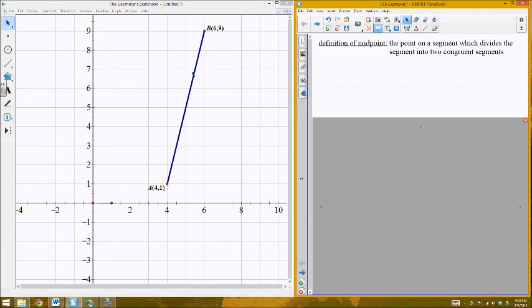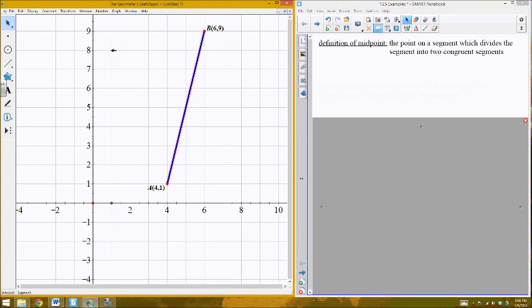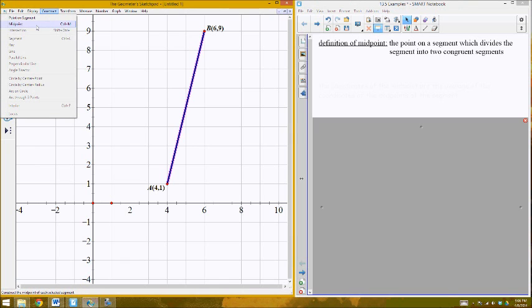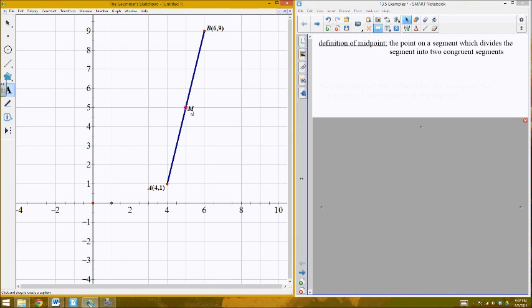Here I have segment AB, which has coordinates (4, 1) and (6, 9). On this segment, I'm going to use some computer software to construct the midpoint. I'll call this point M for midpoint. To confirm that it actually is the midpoint, I'm going to measure the two segments that it divides my segment AB into. So notice that these two segment lengths, AM and MB, are congruent, which means that M is the midpoint.